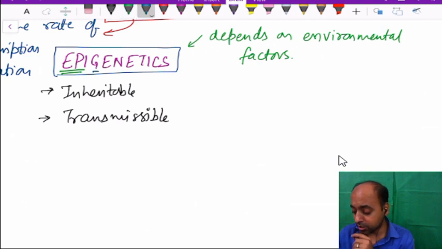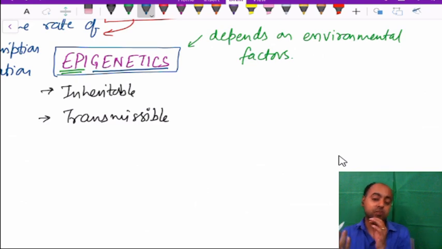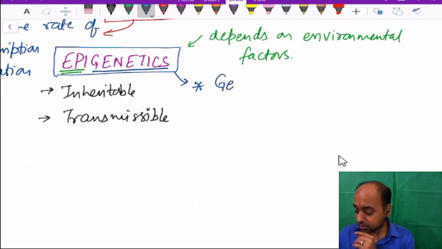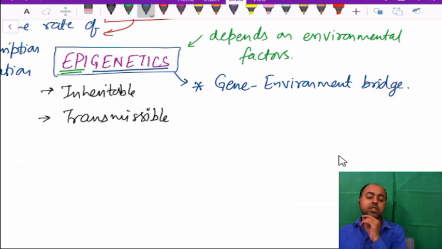The regular information in the sequence of nucleotides is the genetic information, and this is the extra information which is present by covalent modification, and it depends on environmental factors. In other words, epigenetics is the gene environment bridge. It is the gene environment bridge.